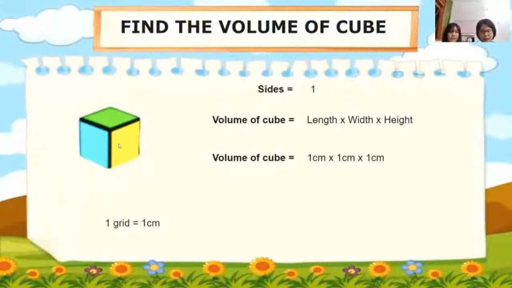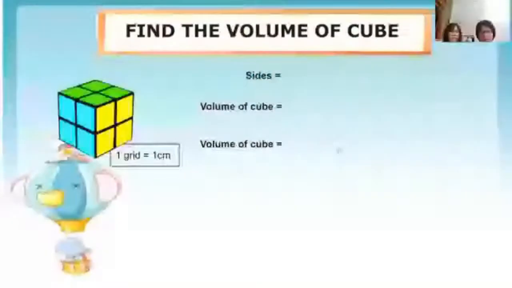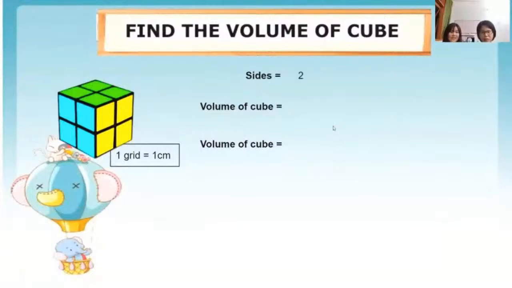Other than getting the volume directly by counting the number of cubic unit cubes, students can also apply the formula. They can insert 1 cm inside the formula and get the same answer as well, which is 1 centimeter cube. For this second cube, students can get the answer directly by counting how many cubic unit cubes are there in this cube. So there are altogether 8 cubic unit cubes. So the volume of the cube is 8 centimeter cube.